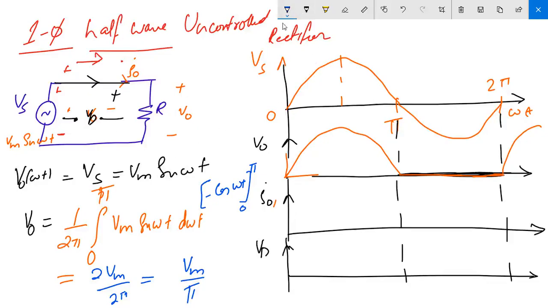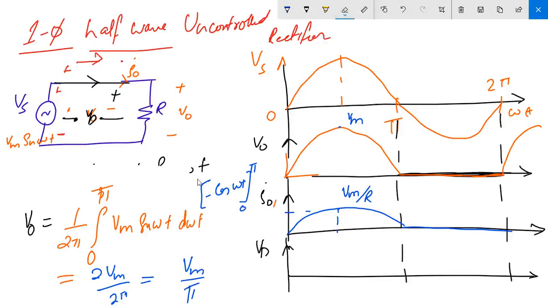Next is the shape of the current waveform. If you check the current waveform, it will be of the same shape, because only the magnitude changes. This is my Vm maximum value, but here the maximum value will be Vm by R, right? So the shape is not changing, so I can say that this is your voltage stiff.